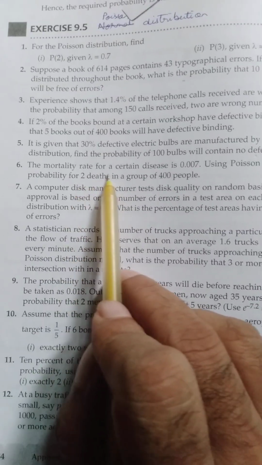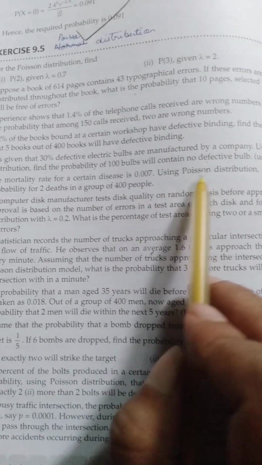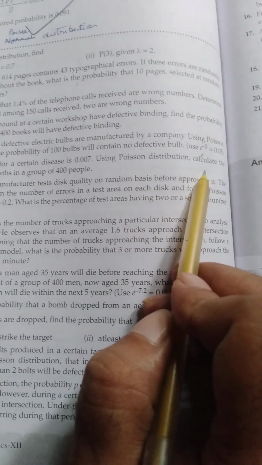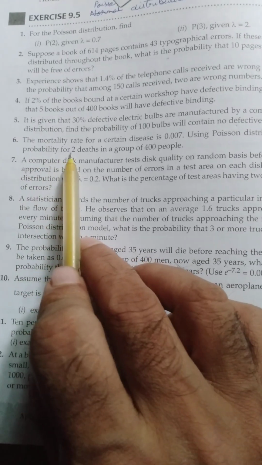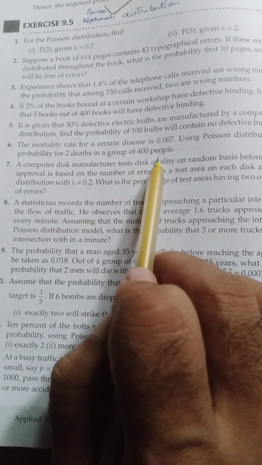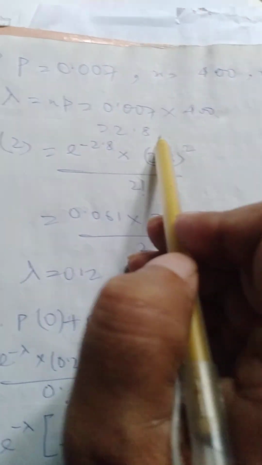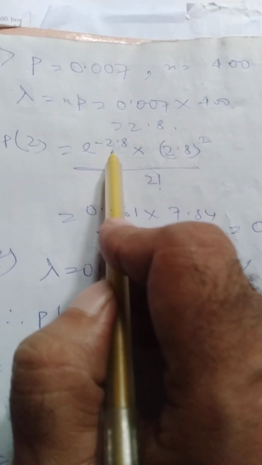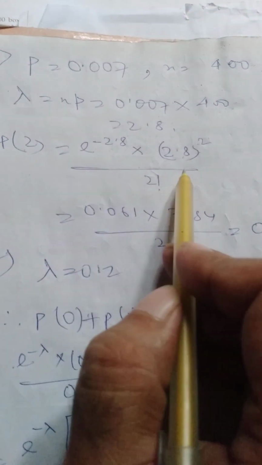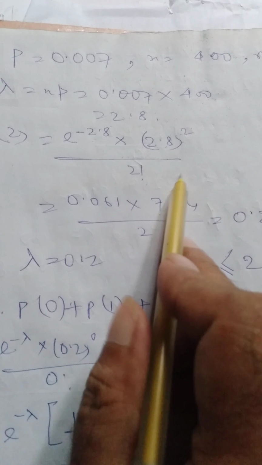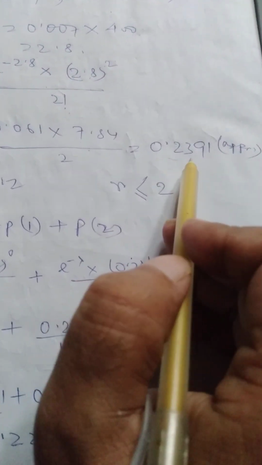Number 6. The mortality rate for a certain disease is 0.007. Using Poisson distribution, calculate the probability of two deaths in a group of 400 people. So p equals 0.007, n equals 400, r equals 2. So lambda is equal to n into p. So 0.007 into 400 make it 2.8. Therefore P2 is equal to e raised to minus 2.8 into 2.8 whole square divided by 2 factorial. 0.061 into 7.84 divided by 2, which will make it 0.2391.